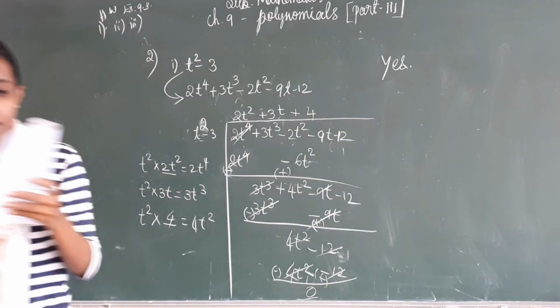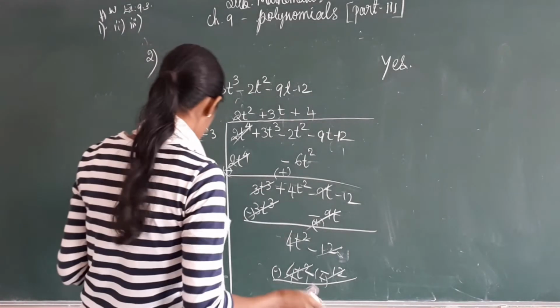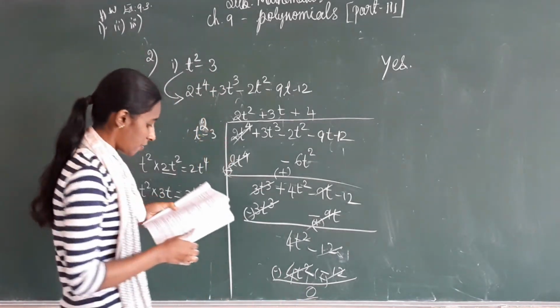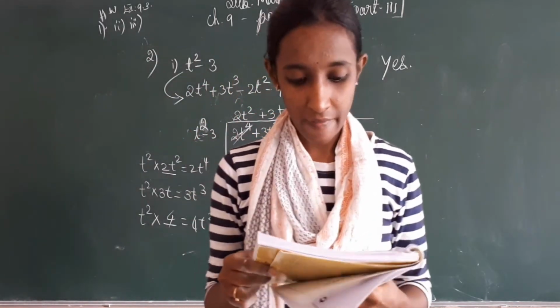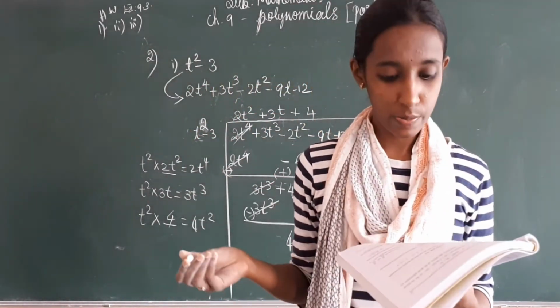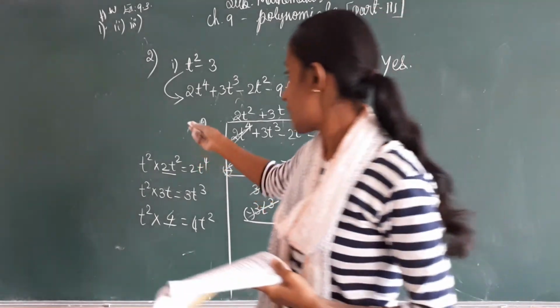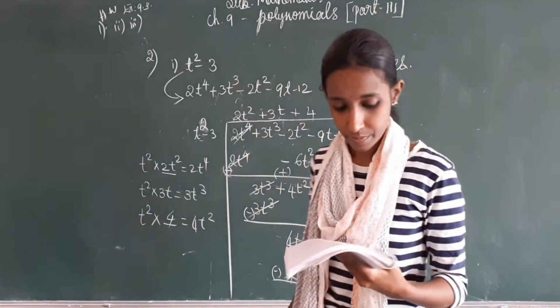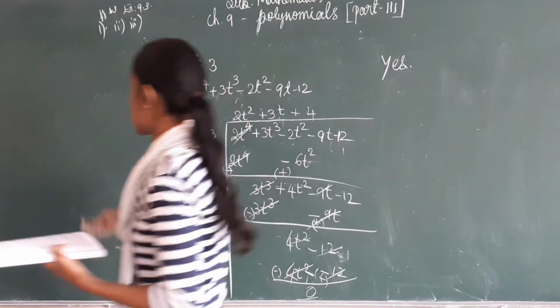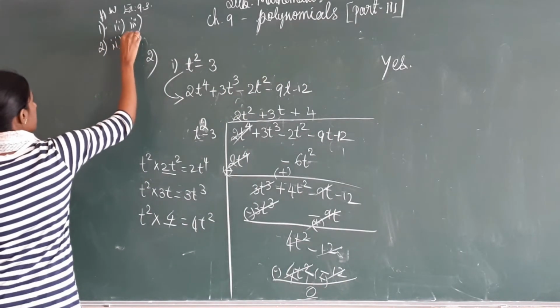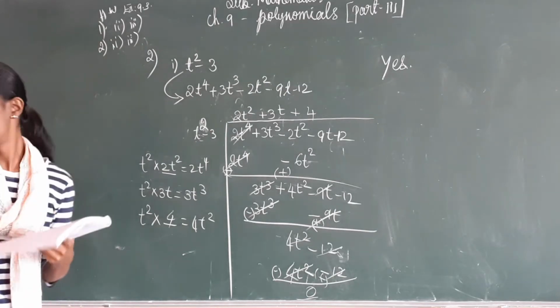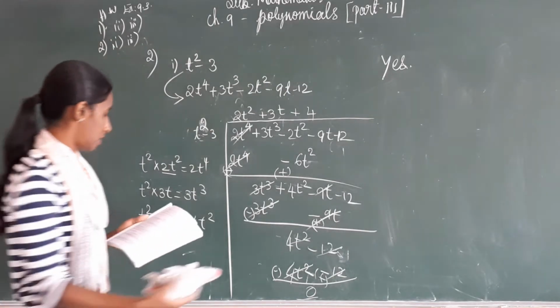So the remaining 2 problems are of the same method. For the second question you have to divide 3x power 4 plus 5x cube minus 7x square plus 2x plus 2 by x square plus 3x plus 1. The second one you have to take as homework. Okay. Next.